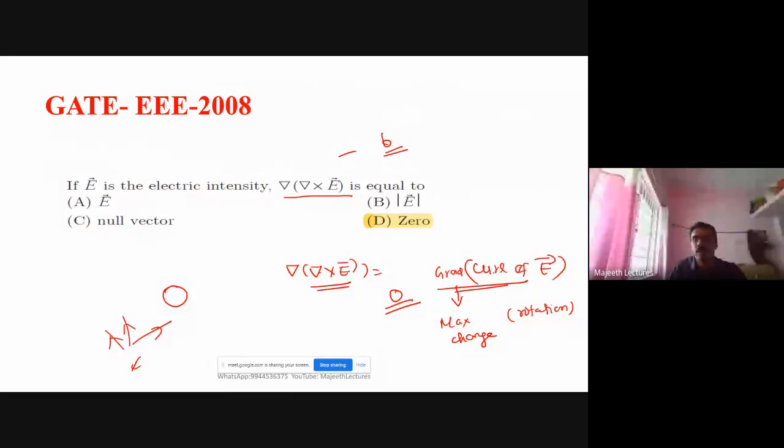Gradient of curl of E. Curl of E is rotation. Maximum change of rotation is nothing but 0, because we cannot find a maximum change in rotation. So option D is the right answer. Like that you have to switch. That's why I told you, don't say del cross E, you say curl of E or rotation of E, divergence of E, spreading of E, change of E. Like that you talk. Then only you can solve the problem in the simplest manner.